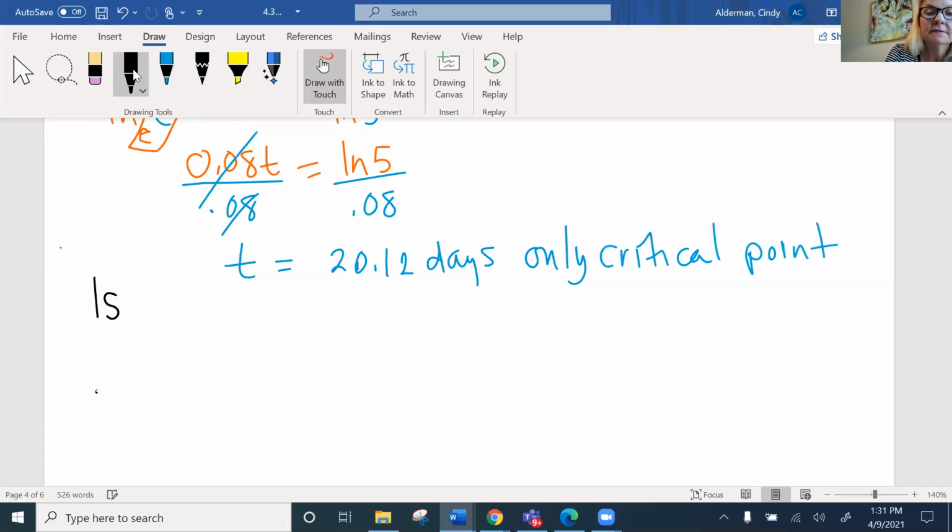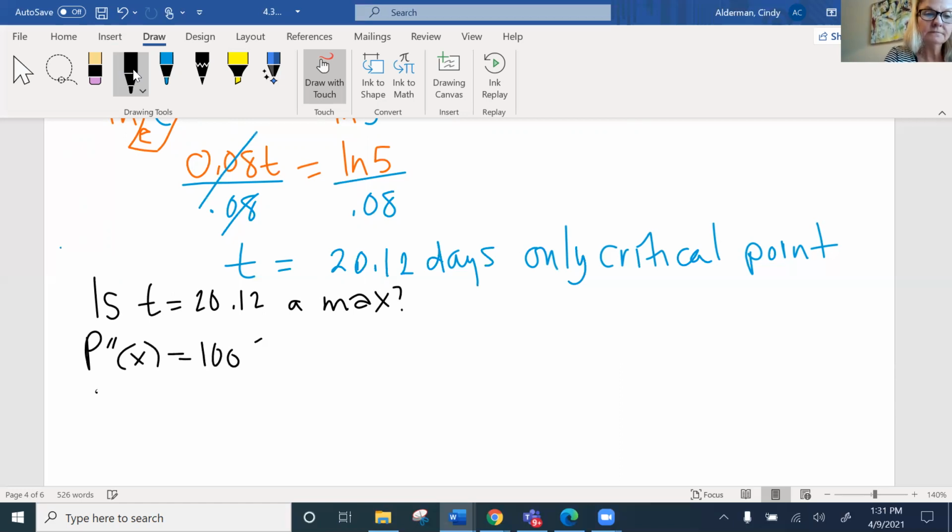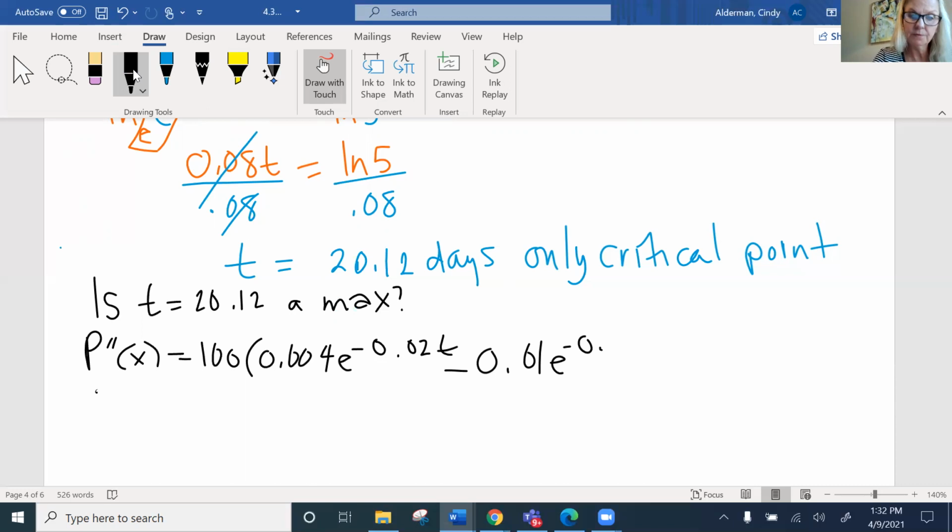Okay, so is t equal 20.12 a max? Okay, so I'm just rewriting this here, minus 0.01 e negative 0.1 t.